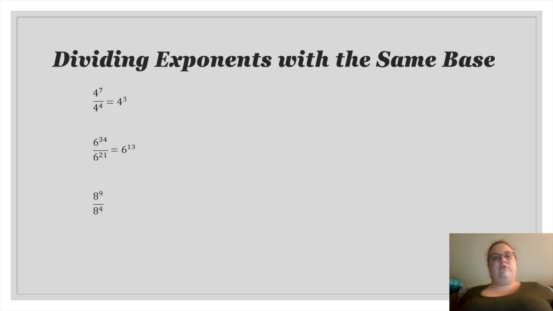Our final example for dividing exponents with the same base is 8 to the 9th over 8 to the 4th. So we have our common base of 8, so we know that that will still be applicable in our answer, and now we will subtract the 4 from the 9, leaving us with 8 to the 5th.